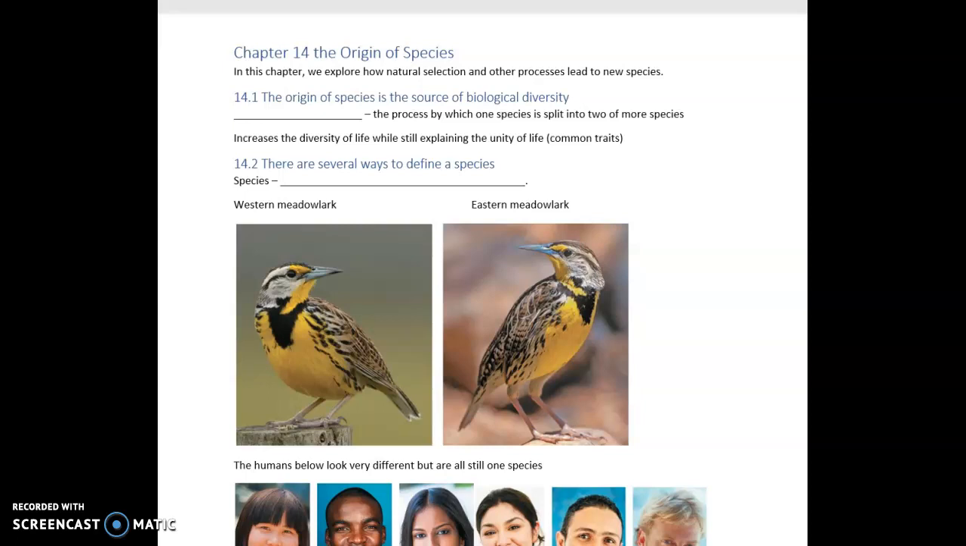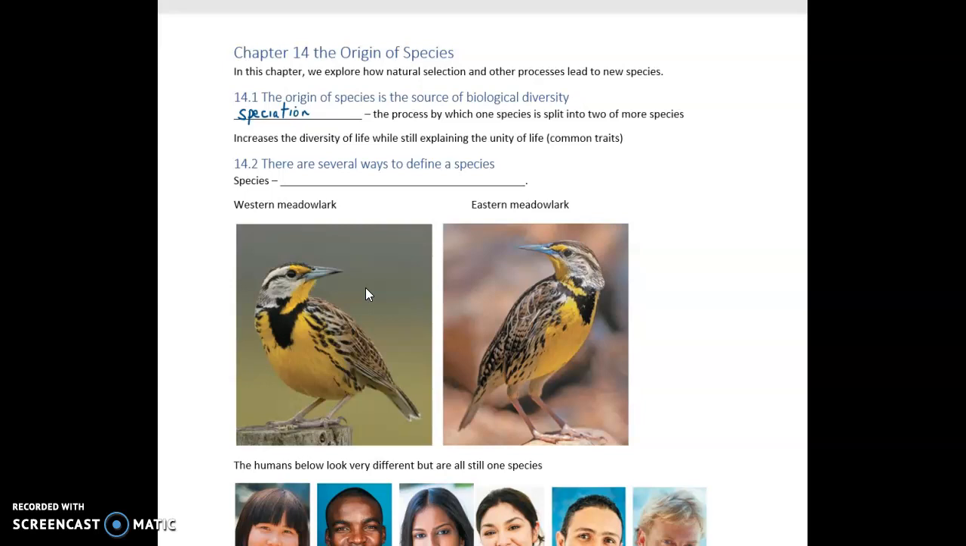Speciation is the process by which one species is split into two or more species. This increases the diversity of life while still explaining the unity of life, or the common traits that we share.